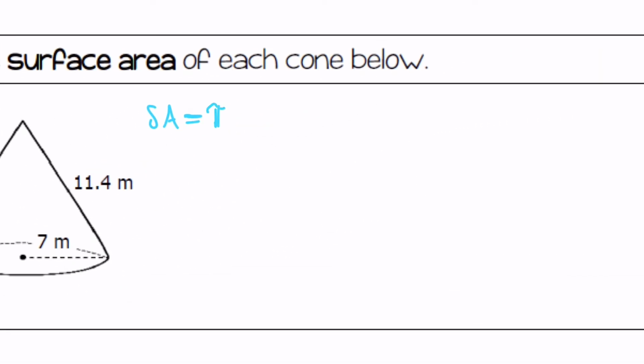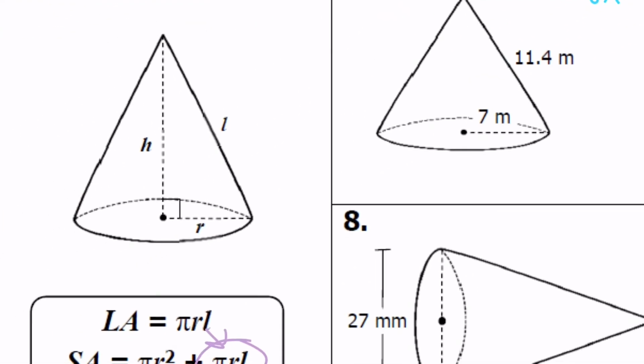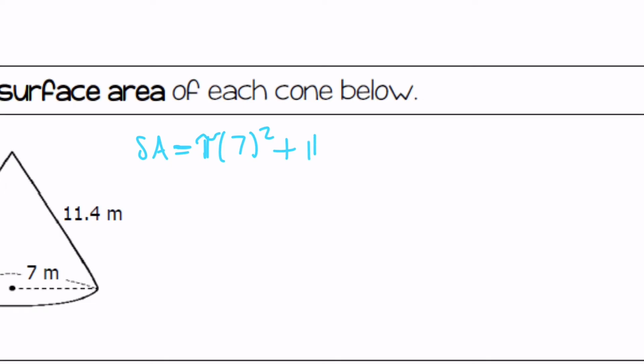pi times 7 squared plus pi times 7 times 11.4. Okay.